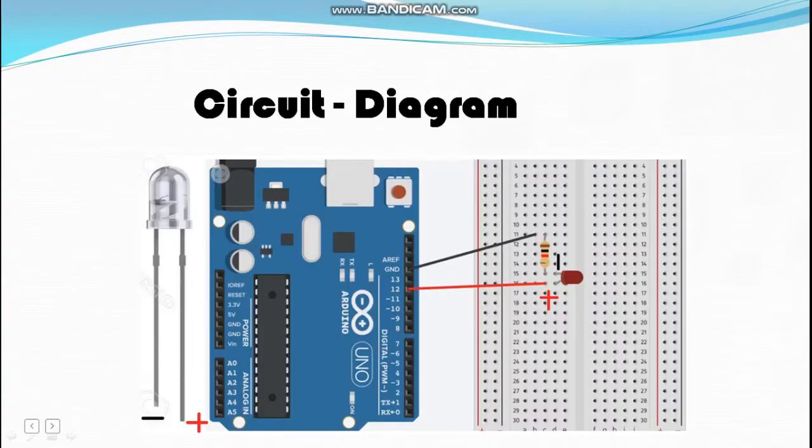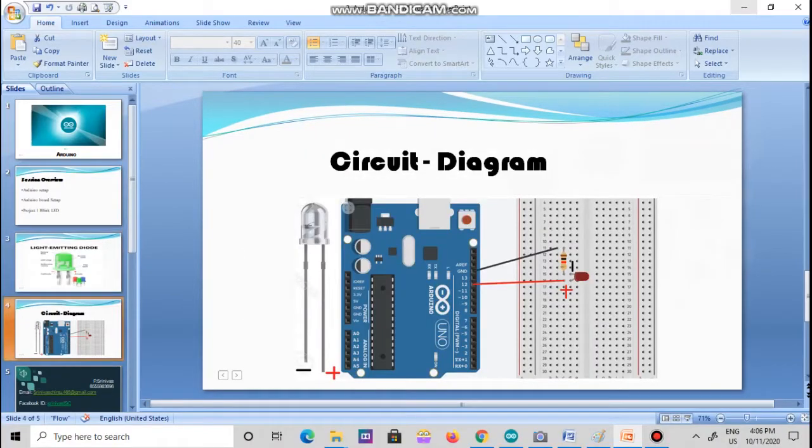Now let's check out the project that we are going to do. We are going to perform the LED project. We have connected the positive to pin number 12, and the negative is connected to the resistor, which is connected to the ground. I hope this is clear. So shall we do the project? Okay, let's do that.